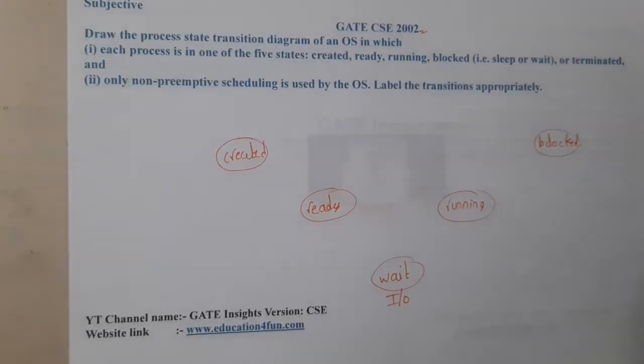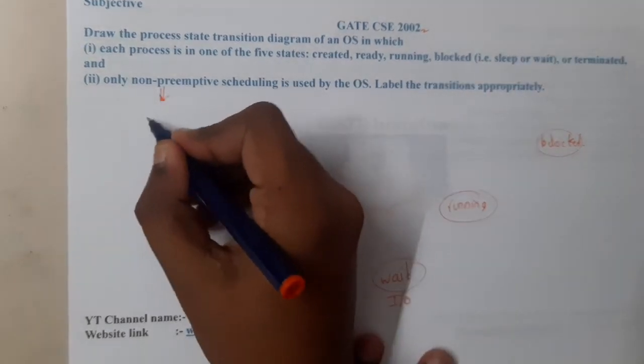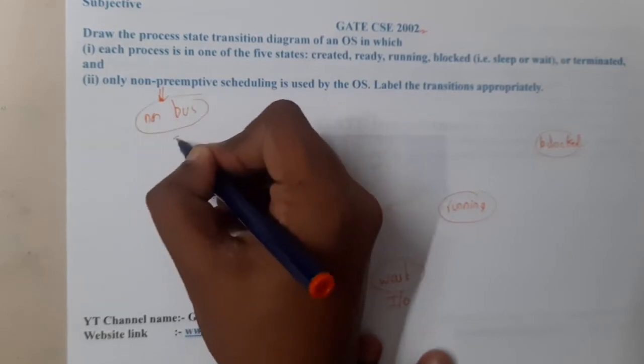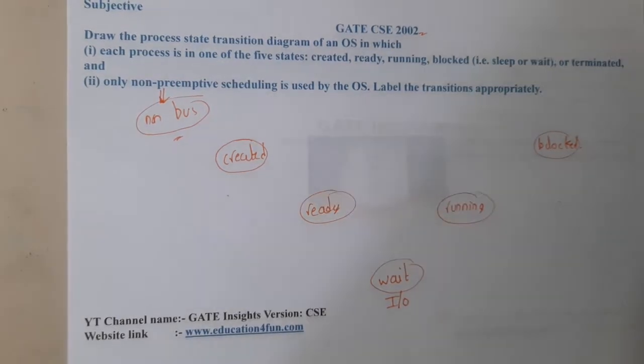Now what they are saying is that only non-preemptive scheduling is used by the operating system. So there is no preemption. Non-preemption means what? Recall a non-stop bus, right? So indirectly, one process will not wait for some other process for any kind of reason, right? So let us start.